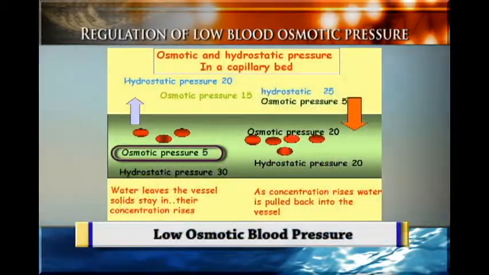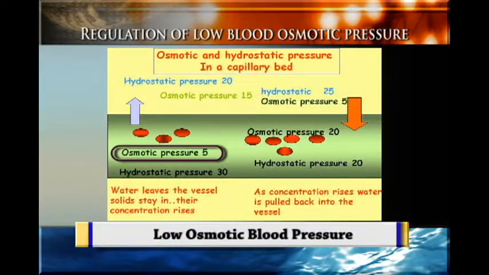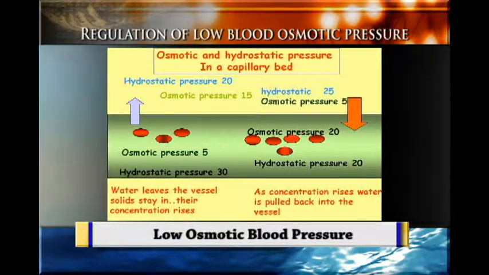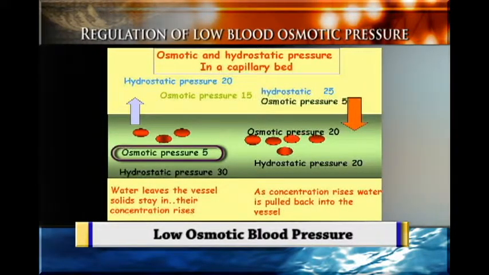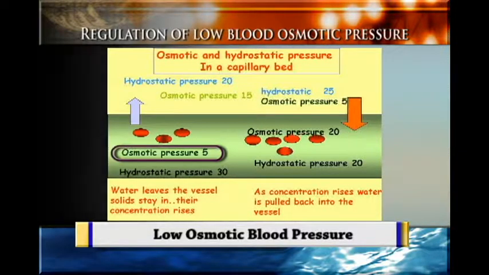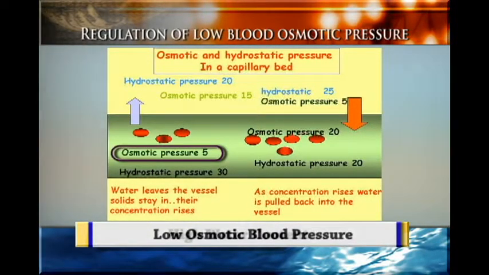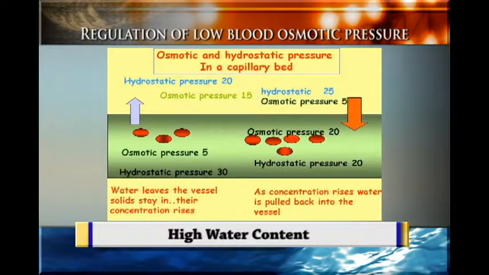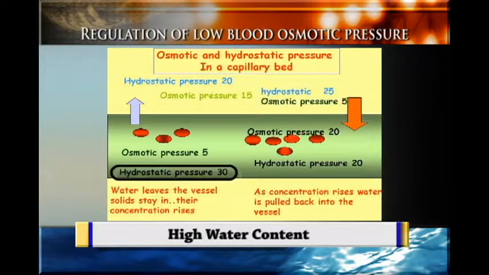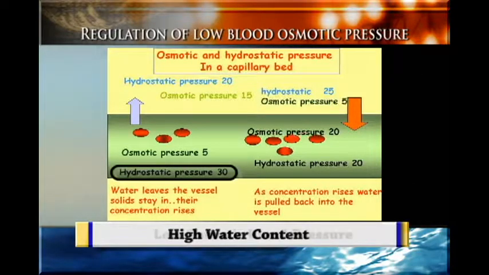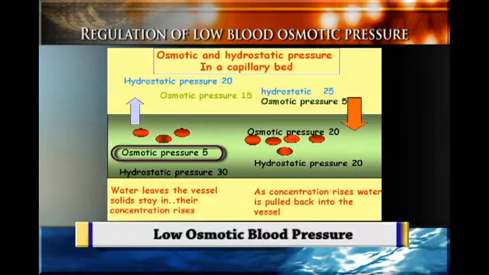Talk about the regulation of low blood osmotic pressure. Now, when do we have low blood osmotic pressure? Having low blood osmotic pressure means that our blood contains a lot of water, or there is a high level of water in the body. That is when we have low blood osmotic pressure.